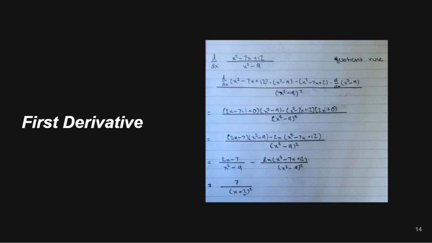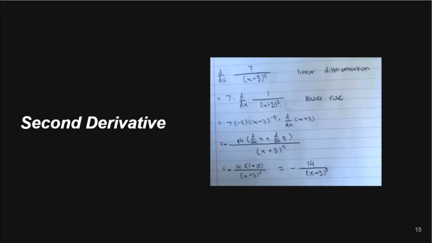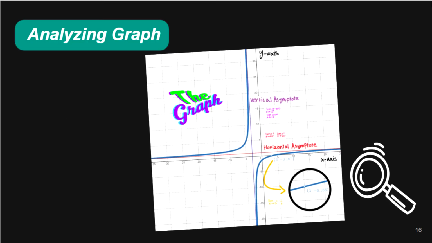We just used the quotient rule on r of x, and we found that the first derivative is 7 over (x plus 3) squared. Finding the second derivative was even easier. We took our previous answer of 7 over (x plus 3) squared, and we applied the power rule, and we got negative 14 over (x plus 3) cubed. So let's go ahead and take a closer look at the graph.